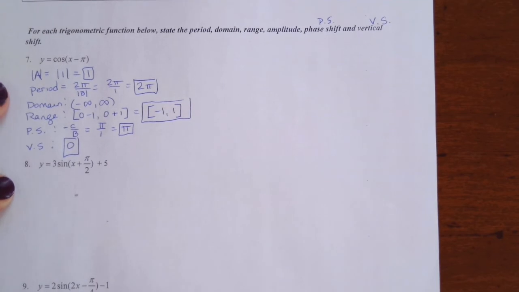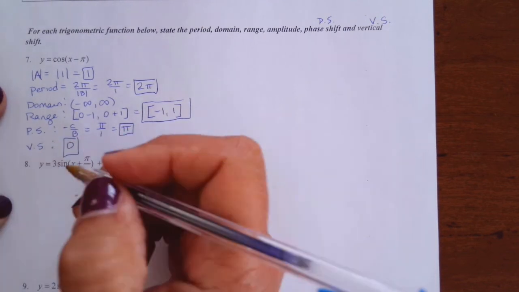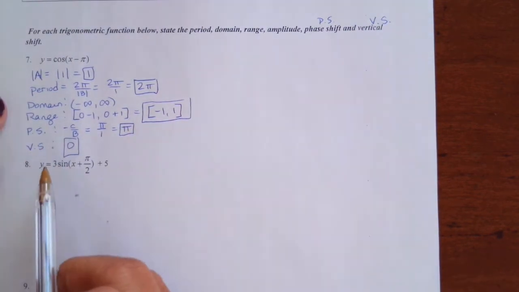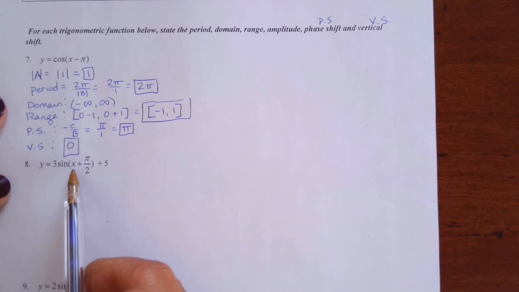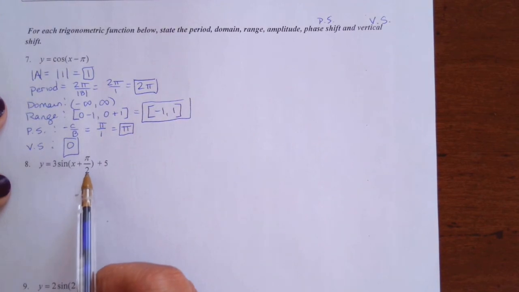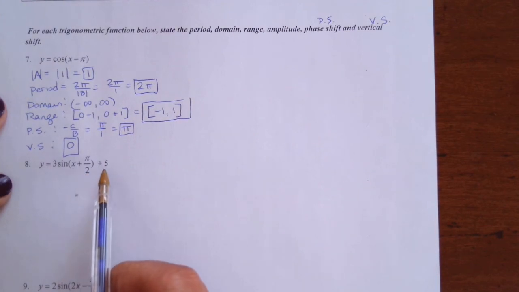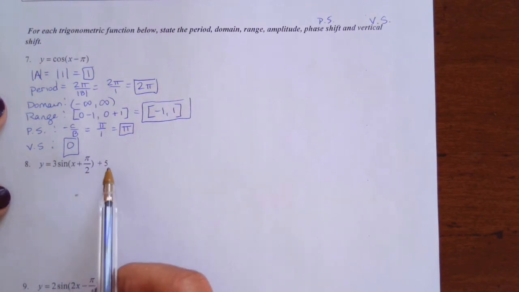So that is our steps to finding these. They're not hard to find. It's just a lot to remember. All right, so look at your values. A is 3. B is 1. C is pi over 2. D is 5, right? So those are in order.